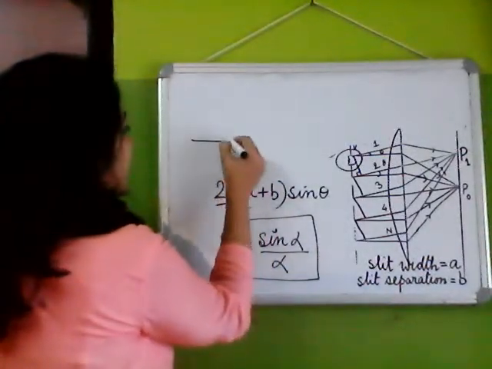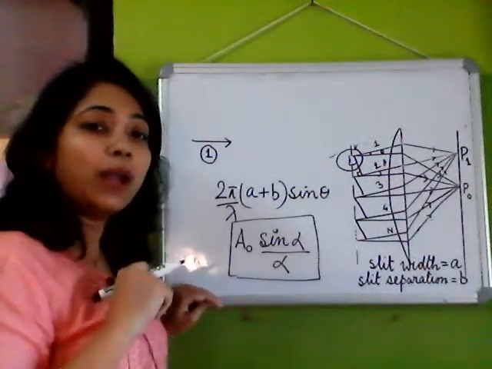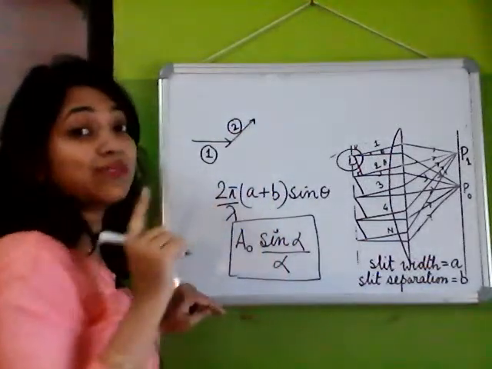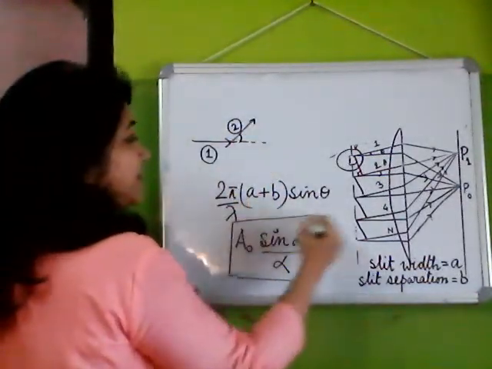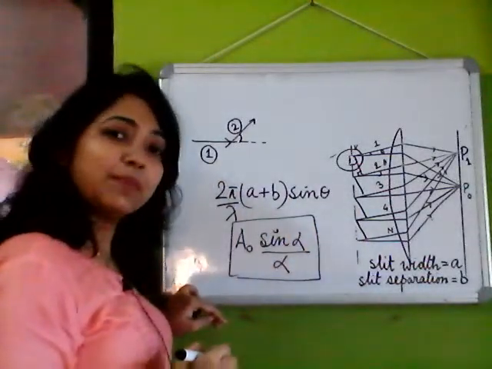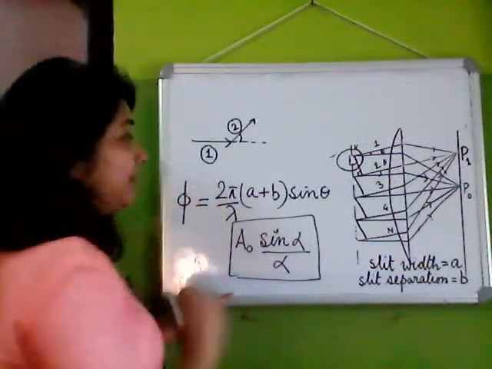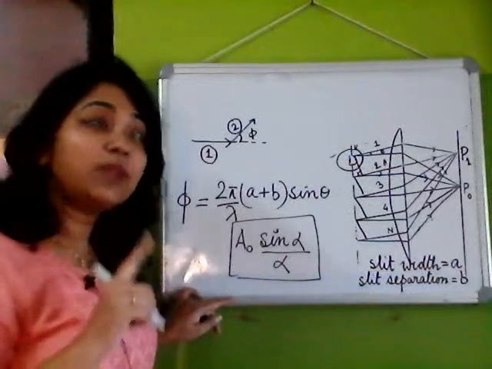Say one of the vectors, if I call this my resultant wave of slit number 1 and this the resultant of slit number 2, the same as we have done for double slit. What is the phase difference between them? Their phase difference is 2 pi by lambda (a plus b) sin theta. Let me call this angle phi. So the phase difference between 1 and 2 is phi.